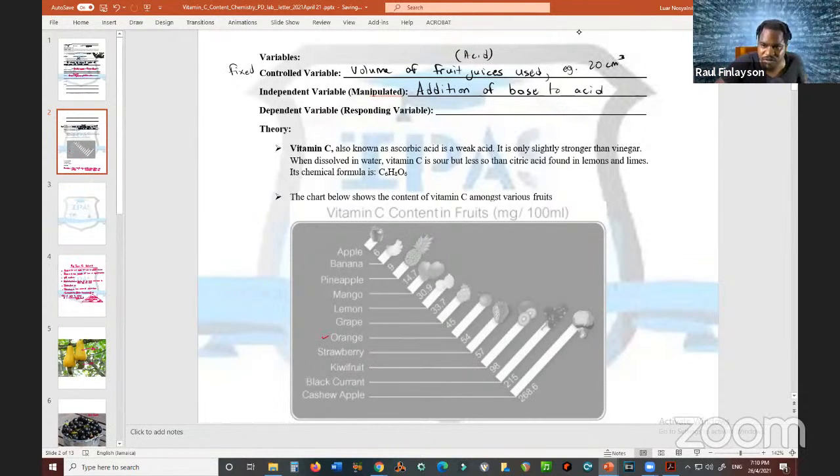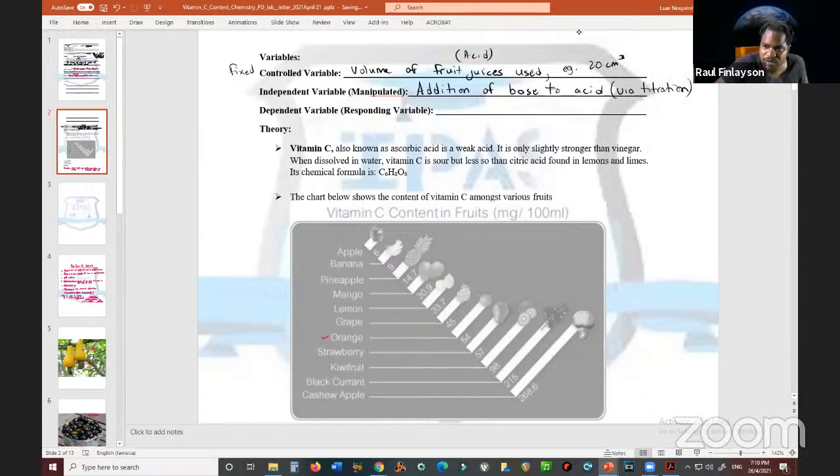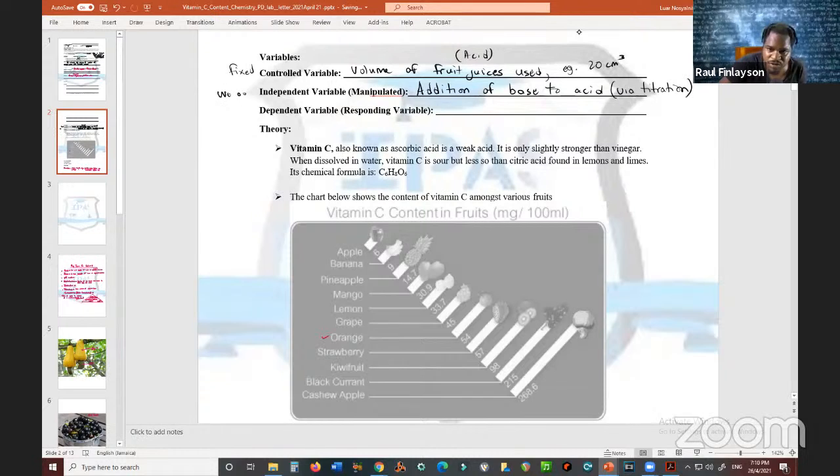In this case, we are adjusting the amount of base added to acid. All right, so that's the addition of base to acid via titration, by the way, just to be specific. That is our manipulation. That's our adjustment. All right, so we adjust.